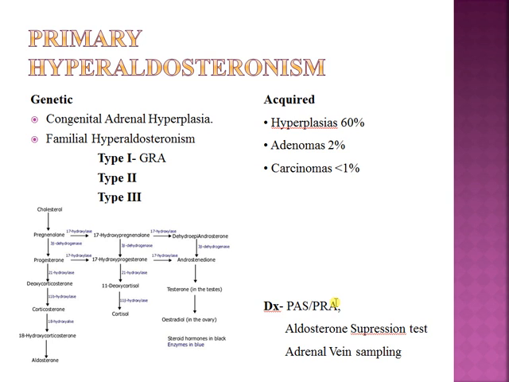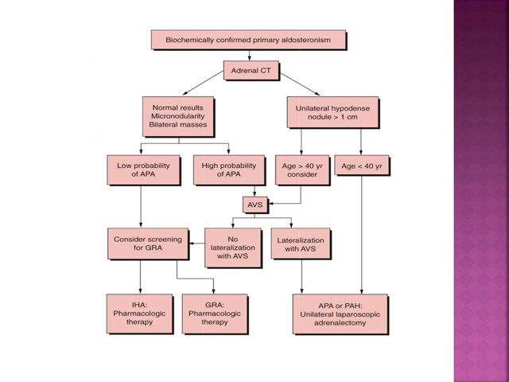And if we do see that it is coming positive, then we go ahead with CT scan of the abdomen to rule out any mass, and then depending on that we will further go with adrenal vein sampling to localize it. And this is just the flow chart of how you proceed.